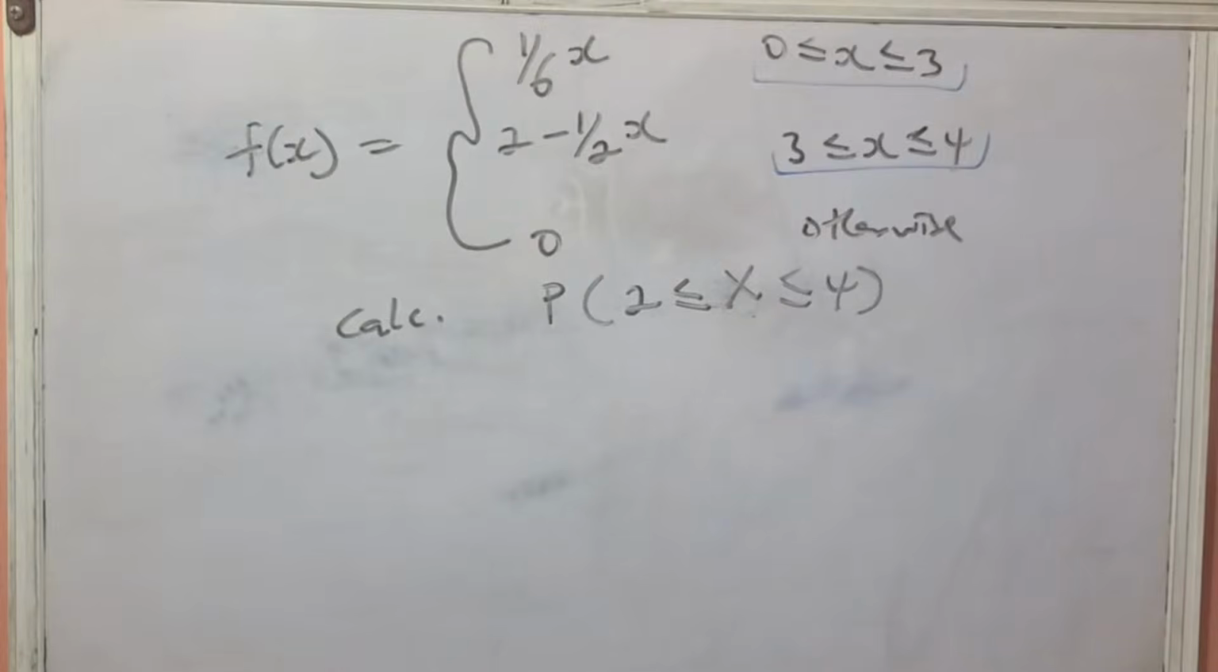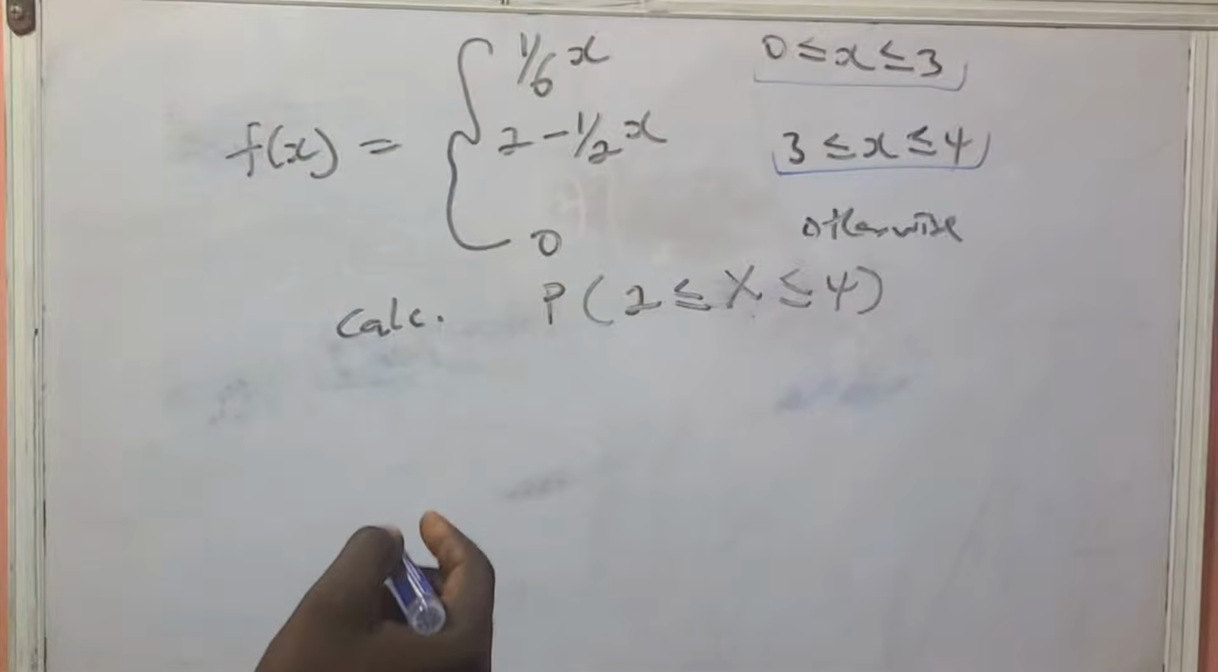Somebody is getting probability as minus 67 over 100. Really? Minus as an answer for probability?